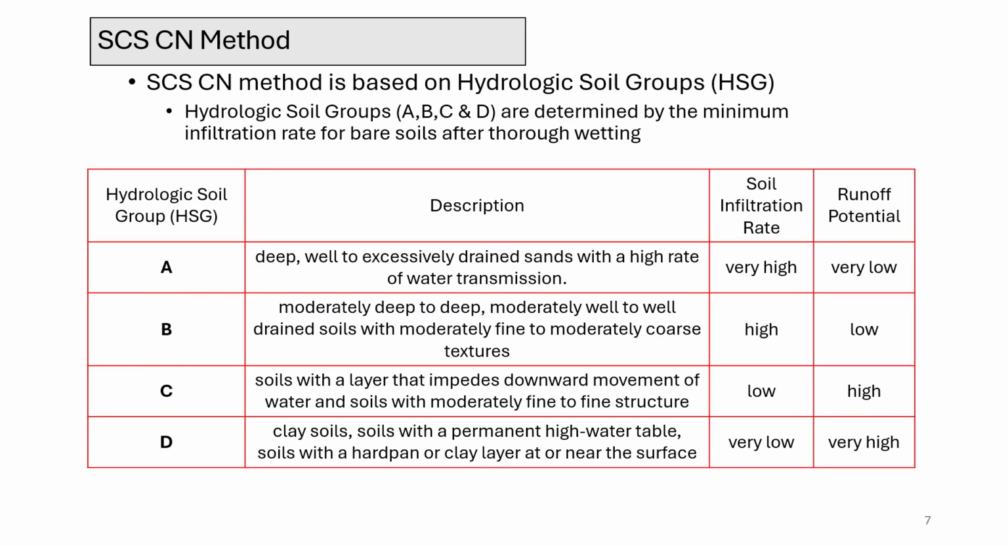The SCS curve number method, often referred to as SCS-CN, is fundamentally based on something called hydrologic soil groups, or HSG. These groups, categorized as A, B, C, and D, are crucial because they reflect a soil's minimum infiltration rate. This rate is determined for bare soils after they've been thoroughly wetted. Essentially, these groups classify soils based on how quickly water can infiltrate them, which in turn gives us a strong indication of their runoff potential.